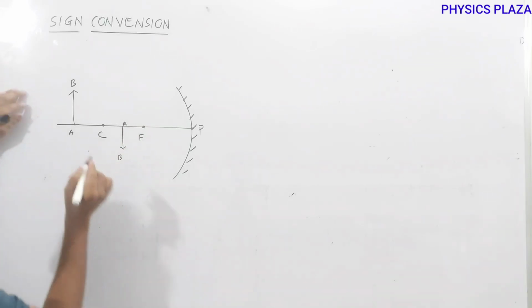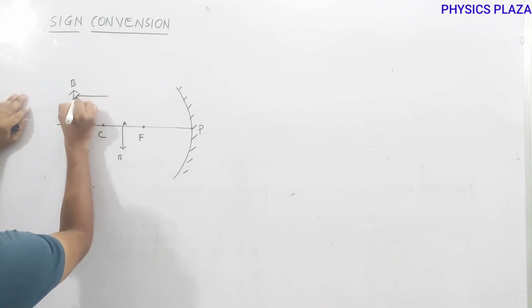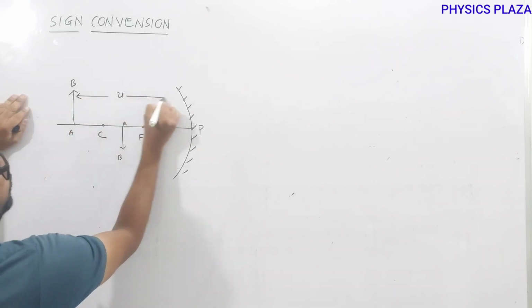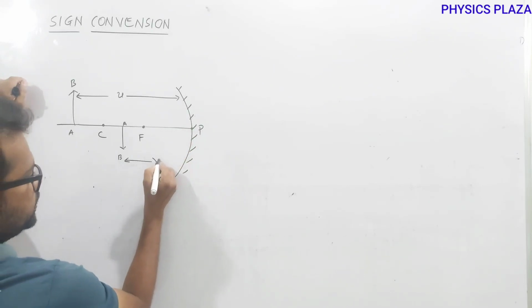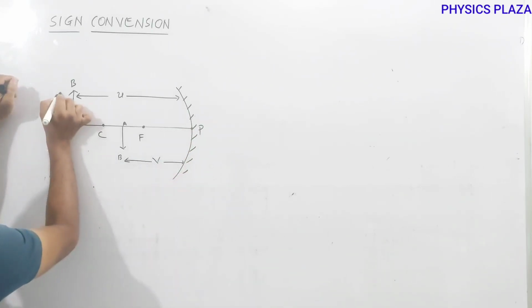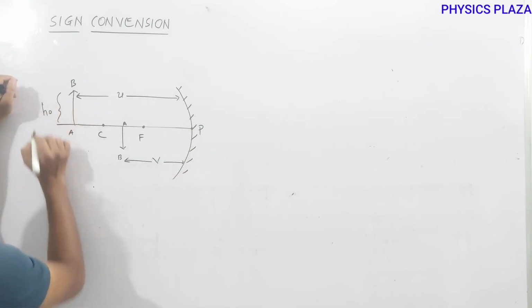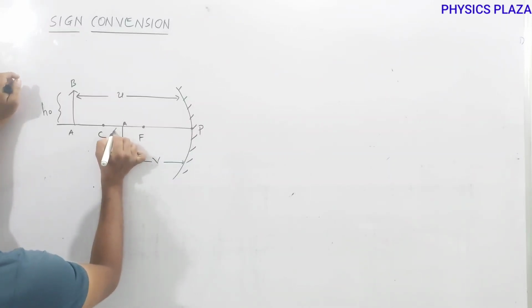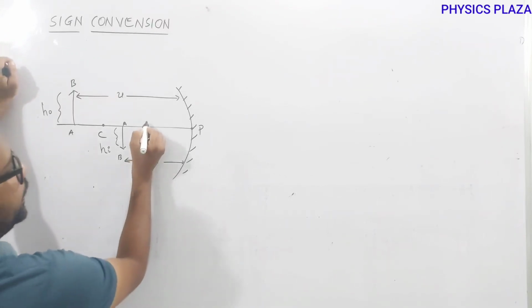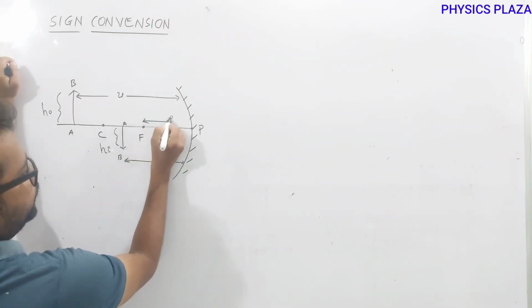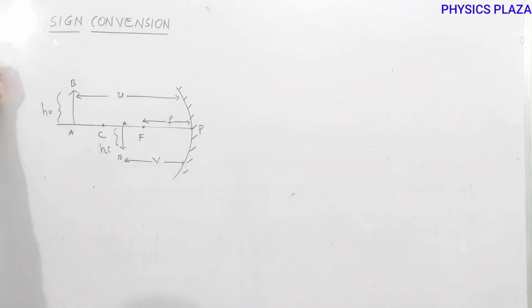Children, the distance between the object and the mirror is u, the object distance, and the distance between the image and the pole we should take is v. The object height is h naught, and the image height is hi. And the distance between the pole and the focus is called the focal length.